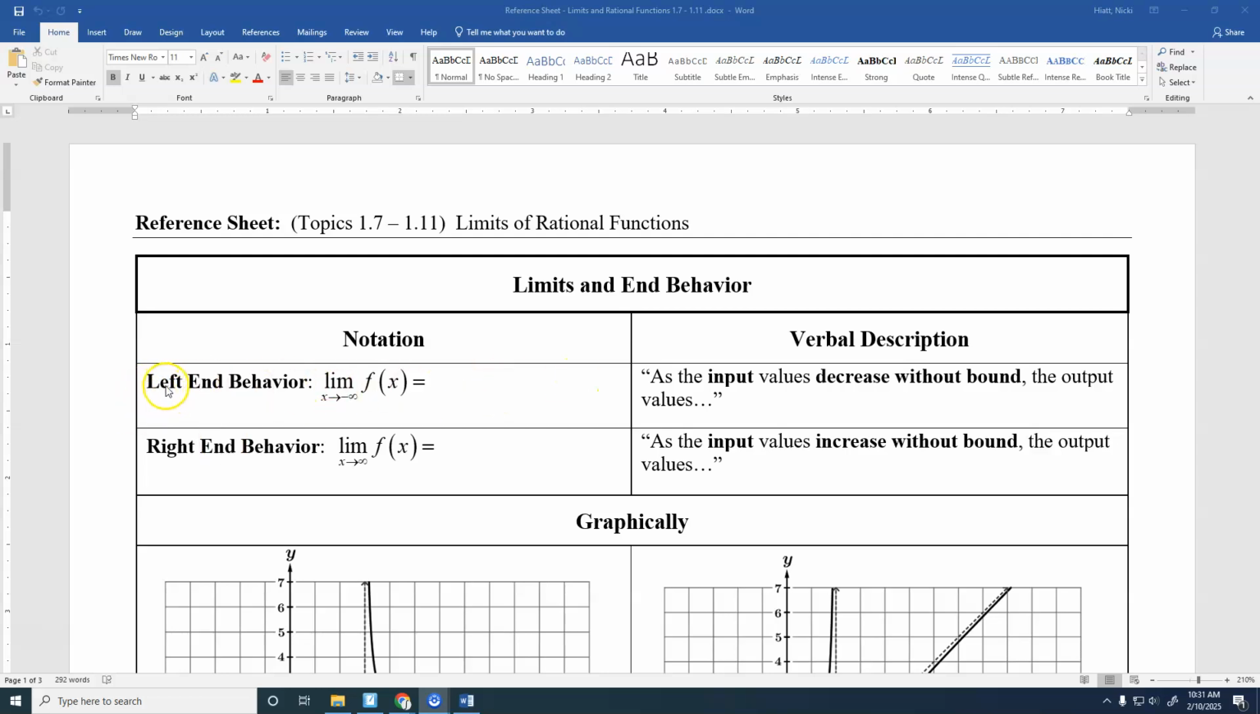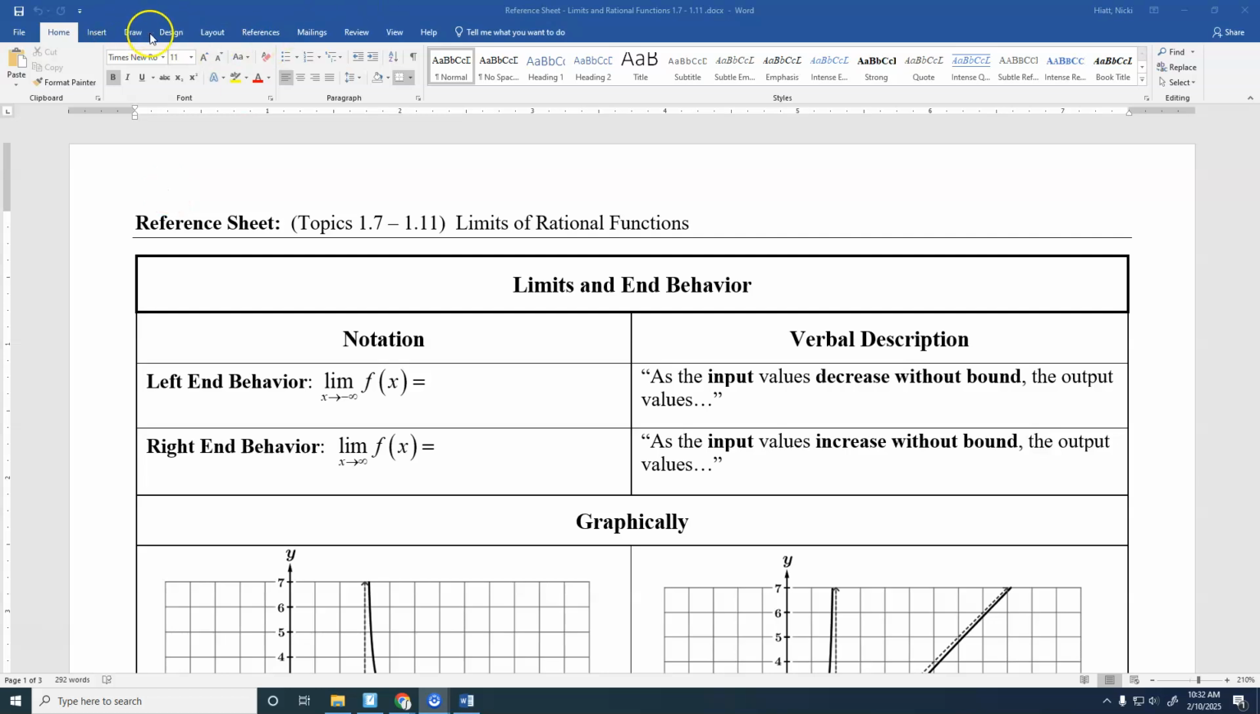It's just reminding you, if you are seeing left end behavior, then x approaches negative infinity is the limit that you're looking at. Right end behavior, x approaches positive infinity for this. If we're doing end behavior, what was it for rational functions that we used? There was a phrase there. For end behavior, or limits at infinity, or horizontal asymptotes.